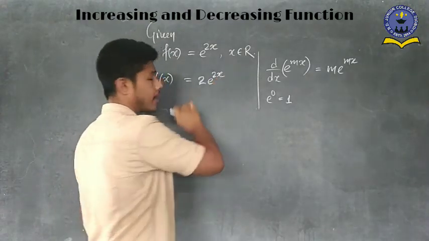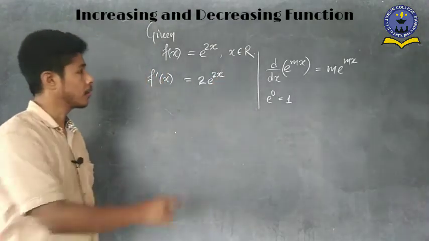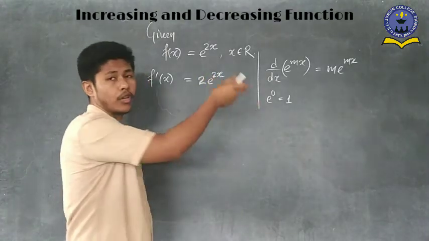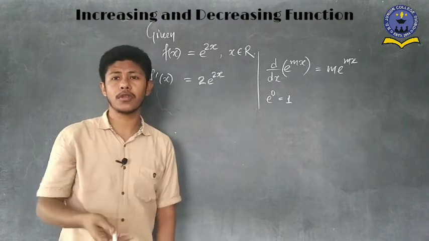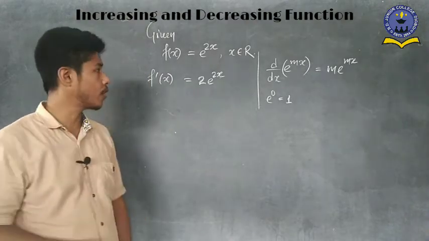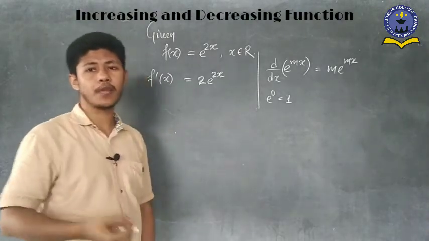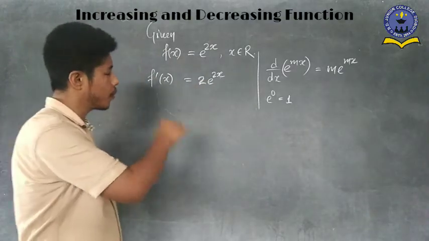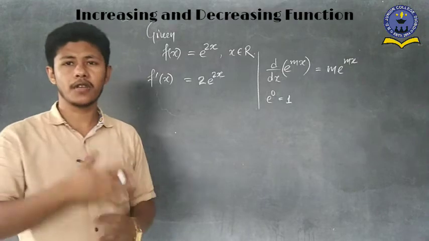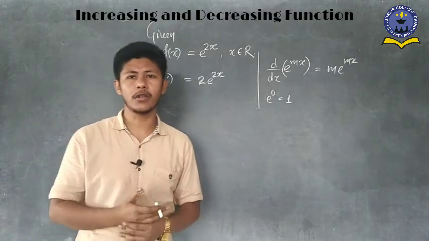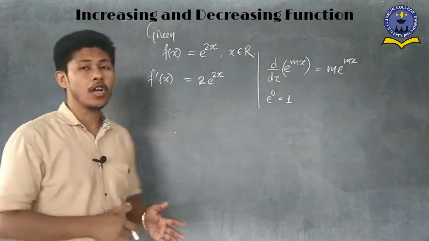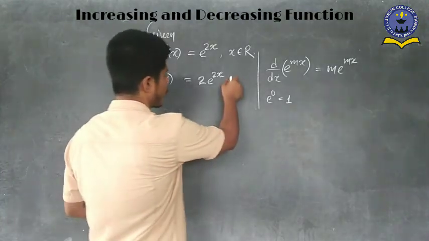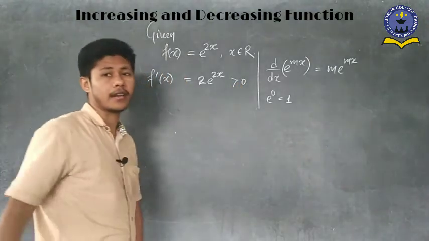If we put a negative value, suppose x is minus 1, then minus 1 into 2 gives e to the power minus 2, which we can also write as 1 by e square. So 1 by e square is again a positive value, isn't it? So whether we put a positive value, a negative value or 0, each and every time we get a positive value. That means it is greater than 0, so we can directly write that.